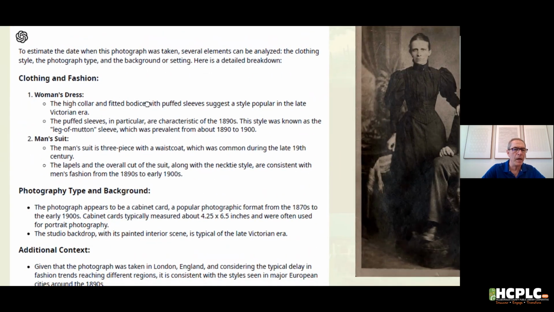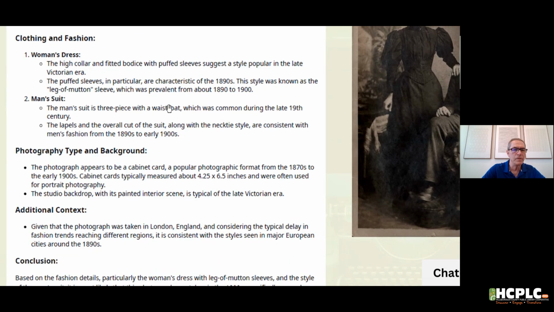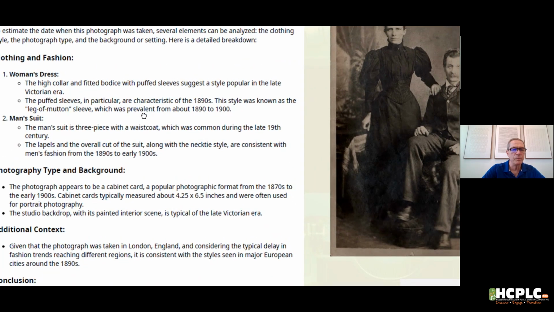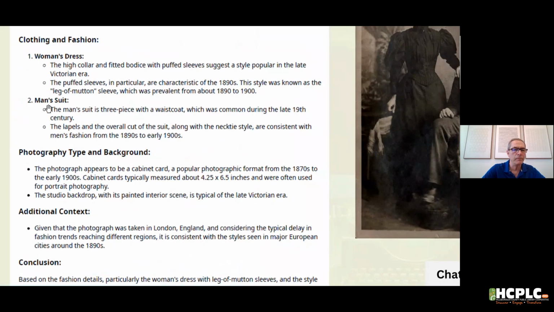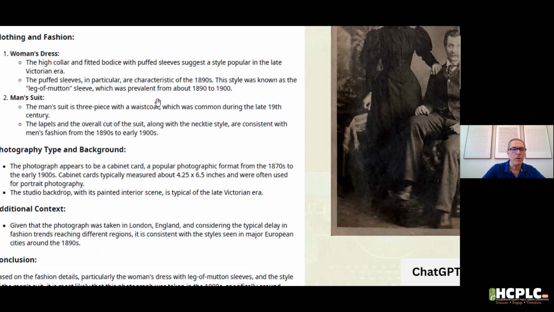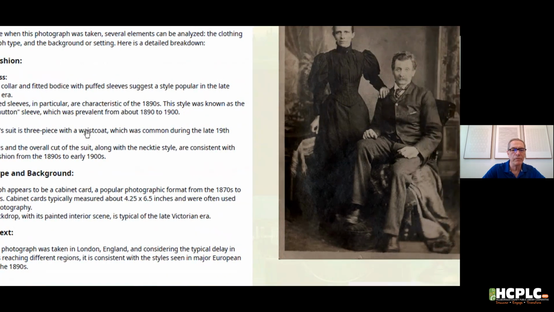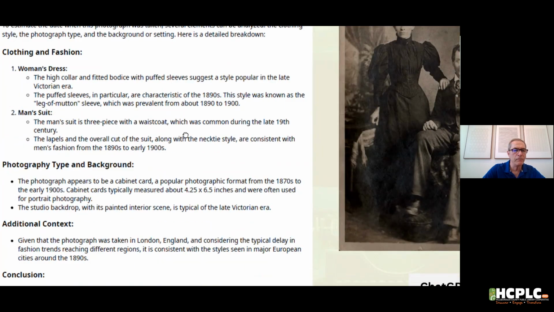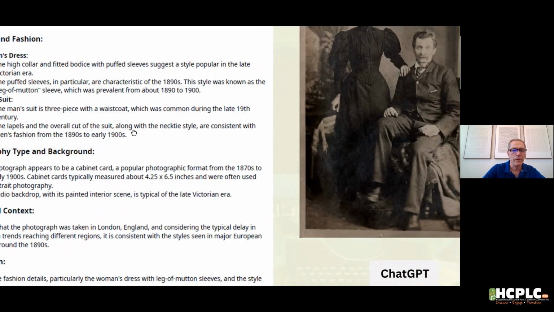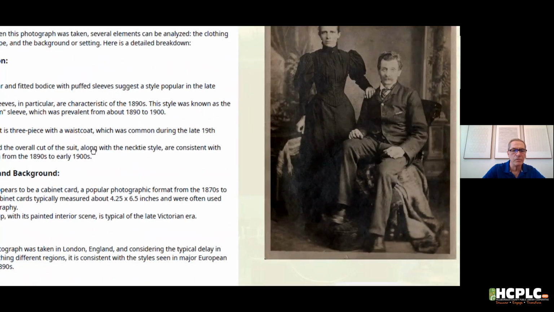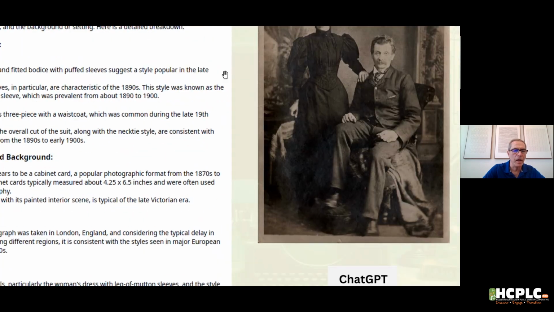And then AI comes back and it dates the photograph. It tells me the woman's dress is a high collar, fitted bodice with puff sleeves, as we can see. Popular in the late Victorian era. The puff sleeves are characteristic of the 1890s. The style was known as the leg of mutton sleeve. We may have heard that. So it's interactively dating the dress. And for the man, the lapels and the overall cut of the suit is telling AI it's 1890s and 1900s. So it's coming up with a rationale.